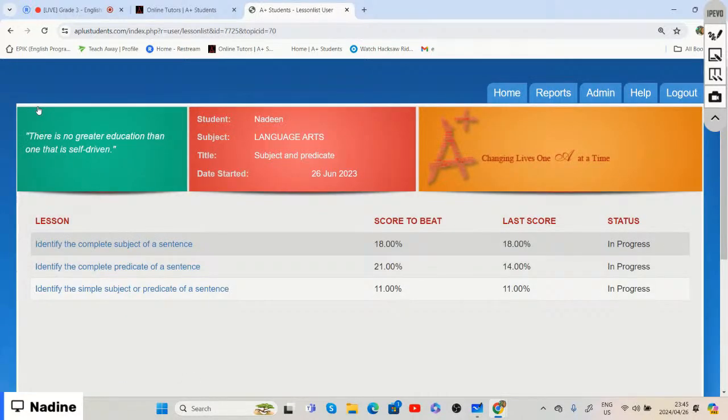All right, so that is now the end of our lesson on subject and predicate. We had to identify the complete subject of a sentence and the complete predicate of the sentence. The subject tells us who or what is doing something. And then we have a predicate that tells us what the subject is doing. It can either be one word or more than one word.